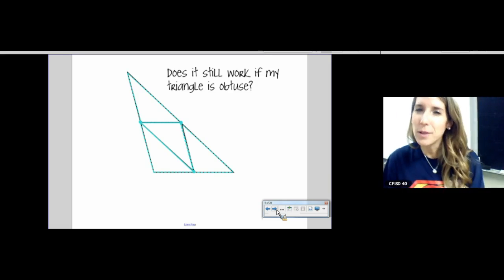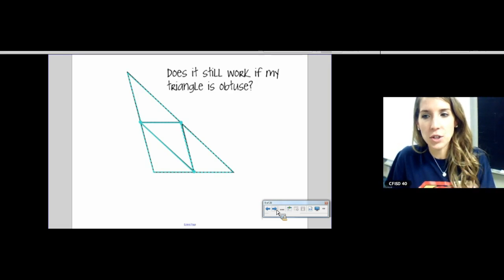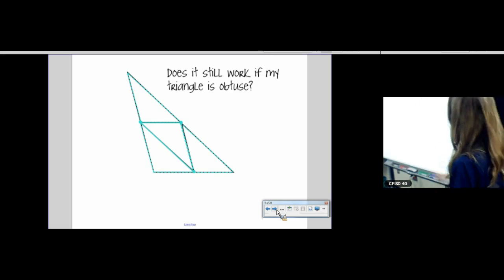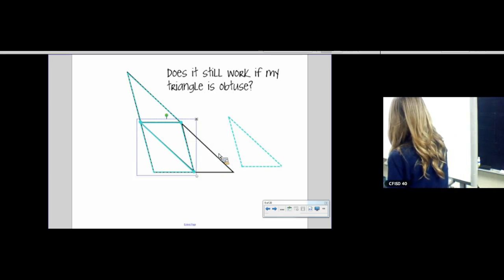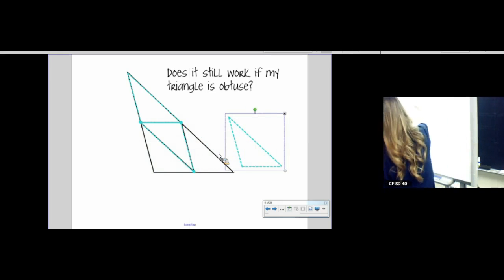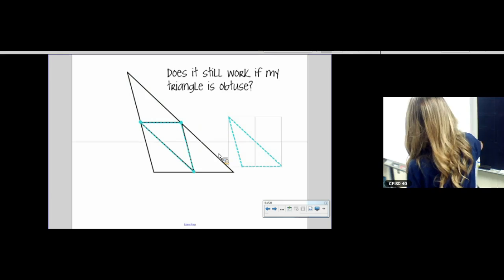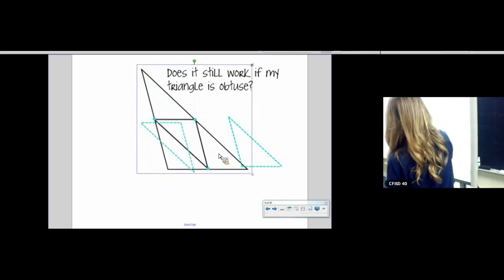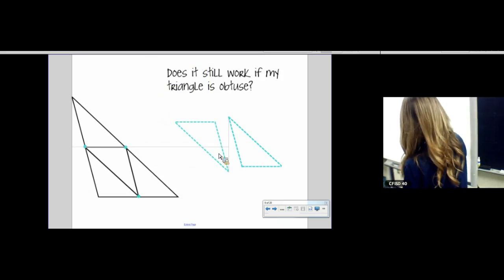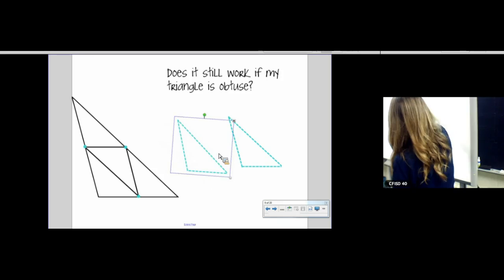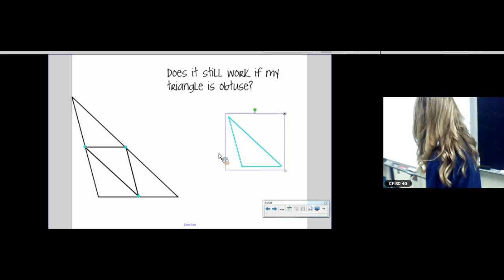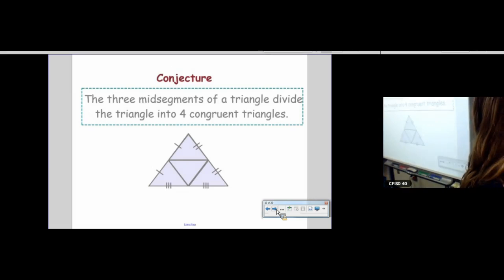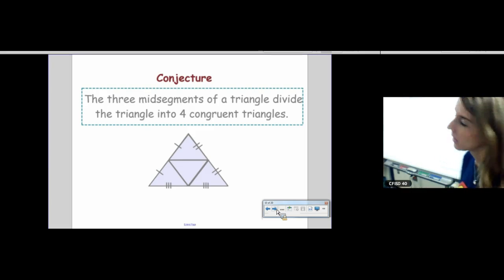Now, that triangle was perfect. I will admit that one was equilateral. So does it still work if your triangle is obtuse or irregular, scalene? Let's see if it does work. If I could grab these correctly. And see, even though this triangle is not equilateral or isosceles, the theorem is still going to work. And if my alignment was on, that would really help. So all 4 of those are the same exact triangle. Cool theorem. The 3 midsegments of a triangle divide the triangle into 4 congruent triangles. Pause this if you would like to write that down.